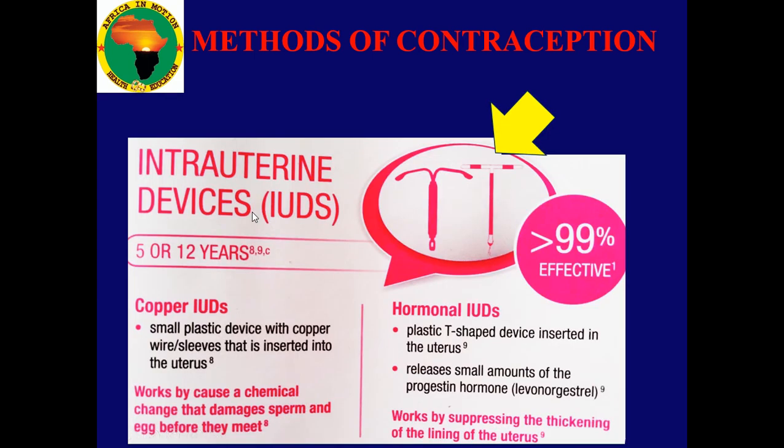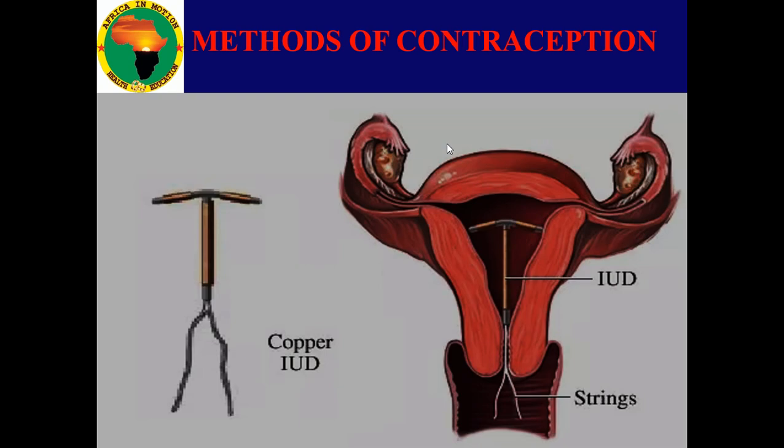Another method is the intrauterine device. This is a procedure which aims at inserting small devices. There are two types: a copper intrauterine device and a hormonal intrauterine device. They cause some chemical changes, and they interfere with sperm penetration in the uterus. So they work by thickening the lining of the inner part of the uterus. You can see it is here.